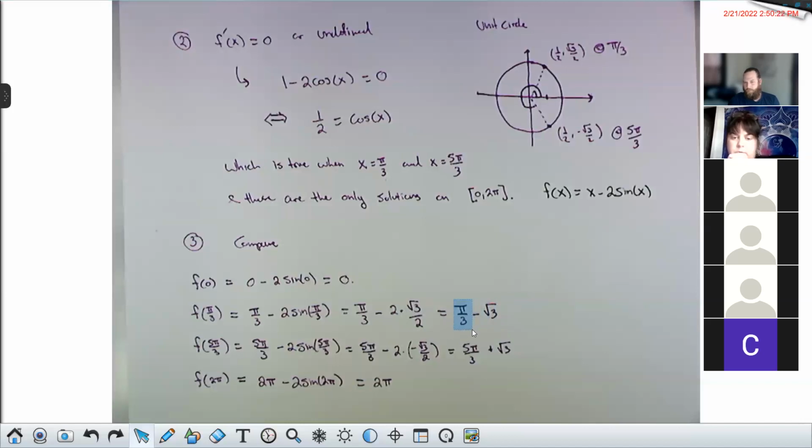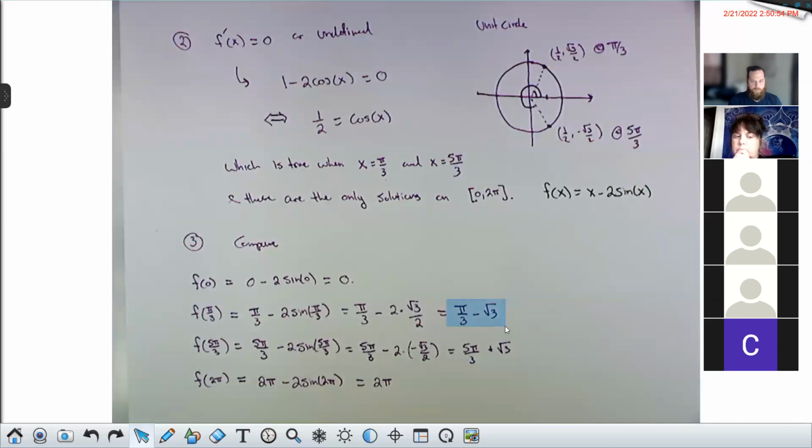My thought here is that pi over 3 is very close to 1, right? Pi is like 3.14-ish. So this is like 3.14 divided by 3, which is extremely close to 1, right? The square root of 3 is bigger than 1.5. The square root of 2 is like 1.4. That's my reference there, by the way. It's a good thing to know. So you're taking something very, very close to 1, and you're subtracting something in the neighborhood of 1.5.